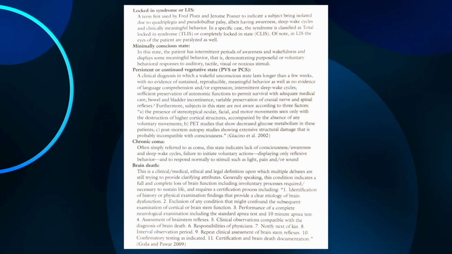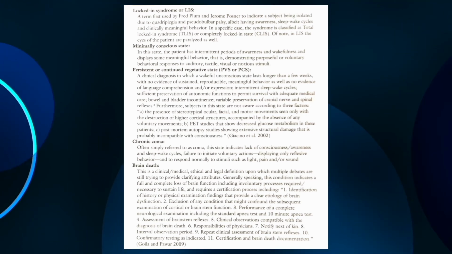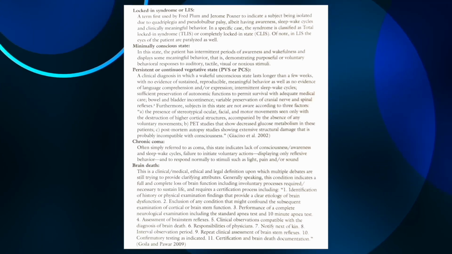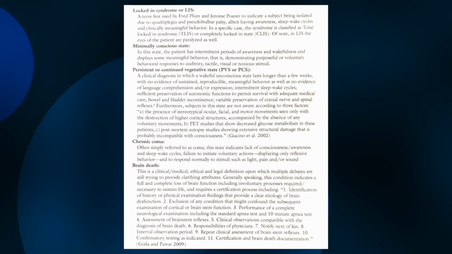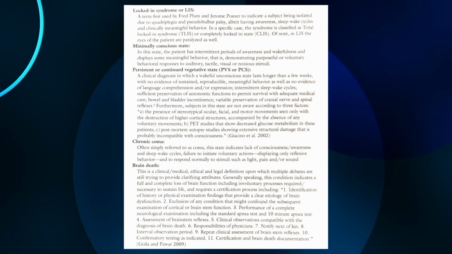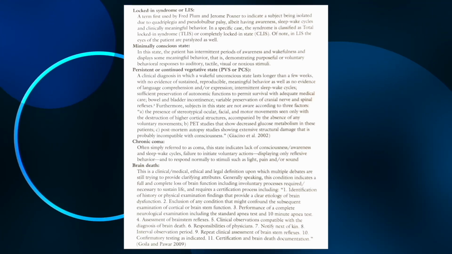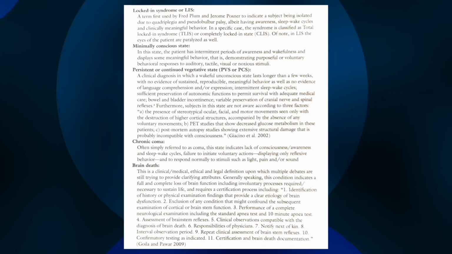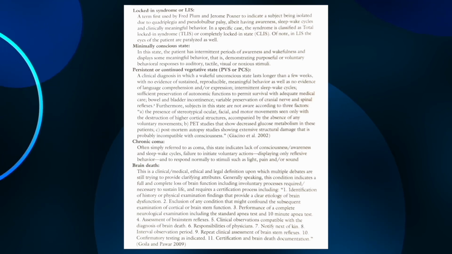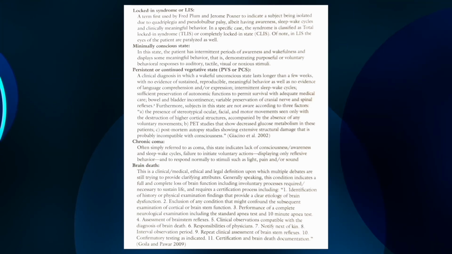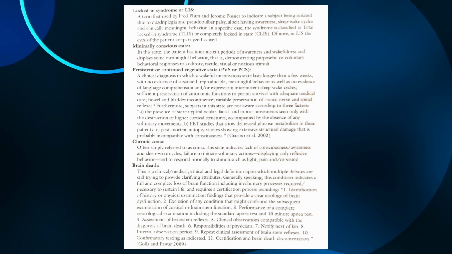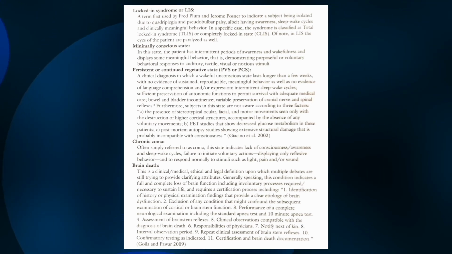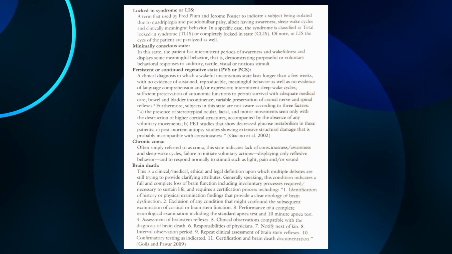Number one, identification of history or physical examination findings that provide a clear etiology of brain dysfunction. Number two, exclusion of any condition that might confound the subsequent examination of cortical or brainstem function. Number three, performance of a complete neurological examination, including the standard apnea test and 10 minutes apnea test. Number four, assessment of brainstem reflexes. Number five, clinical observation compatible with the diagnosis of brain death. Number six, responsibility of physicians. Number seven, notify next of kin.